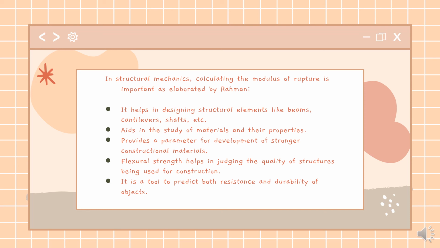On the other hand, in structural mechanics, calculating the modulus of rupture is important, as elaborated by Raymond. First, it helps in designing structural elements like beams, cantilevers, shafts, etc. It aids in the study of materials and their properties. It provides a parameter for development of stronger constructional materials. Flexural strength helps in judging the quality of structures being used for construction. Lastly, it is a tool to predict both resistance and durability of objects.